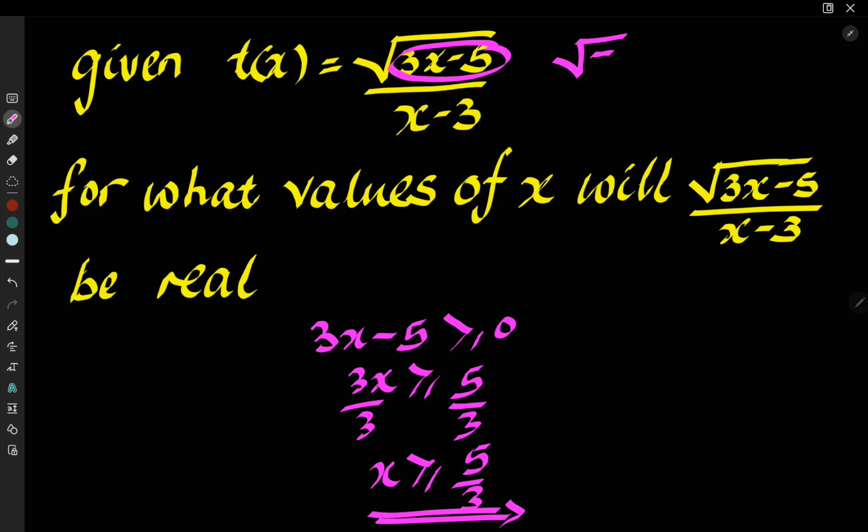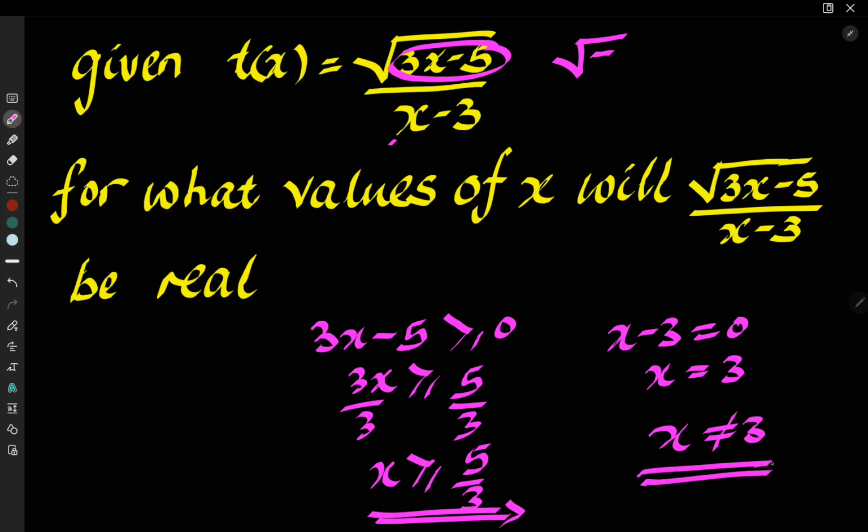Now, we are not yet done. We again check the denominator. We have got the denominator. And remember, the denominator cannot be 0, because anytime when you divide by 0, it will be undefined. So therefore, x minus 3 is equal to 0. We want to solve and see what will be the value of x for it to be a 0 at the denominator. So in this case, x will be equal to 3. So x cannot be a 3 at the denominator, because if it's a 3, then we have got a 0.